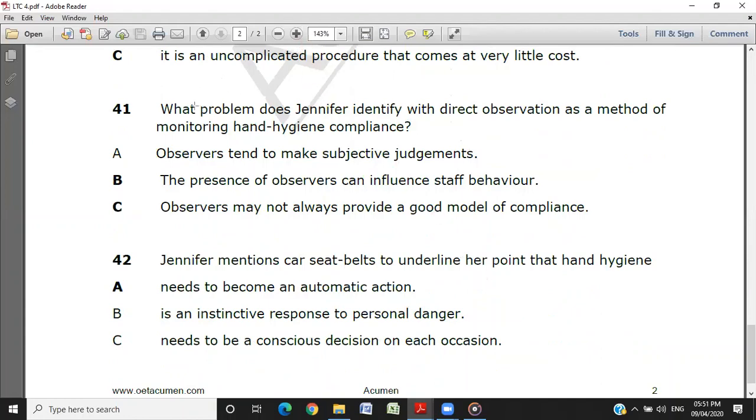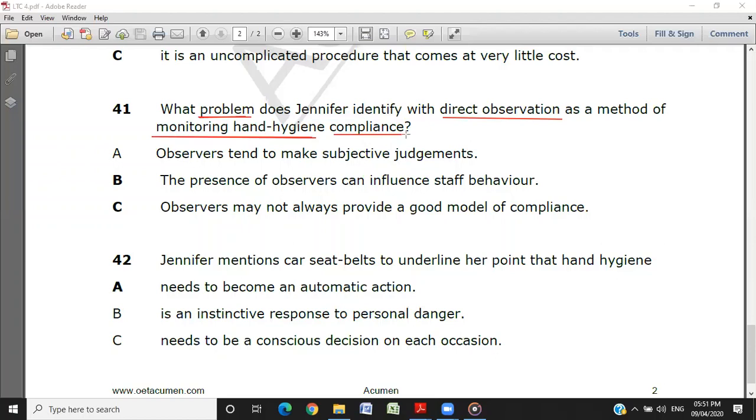So here she says, what problem does Jennifer identify with the direct observation as a method of monitoring hand hygiene? So now you know that in the previous, this is entirely one single presentation. So it is interlinked. So the previous part of the conversation, she highlighted that it's really difficult to get that level of compliance. So if you wanted to see how much is the compliance, if you wanted to monitor, how would you monitor? Compliance means, how strictly or how sincerely people are following your advice.